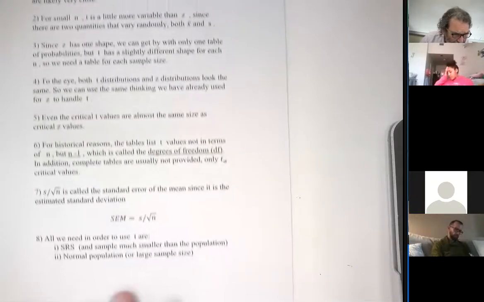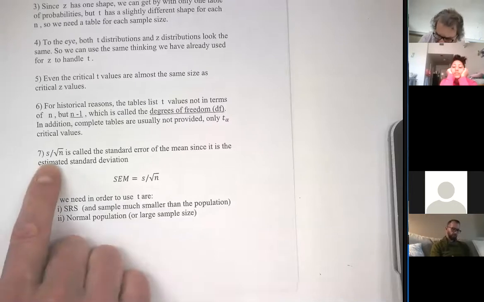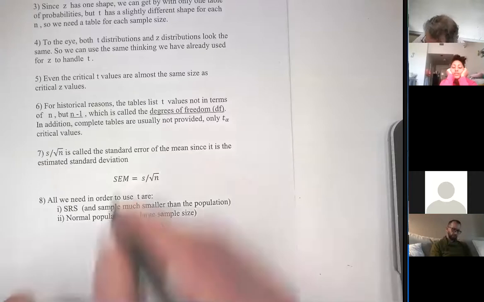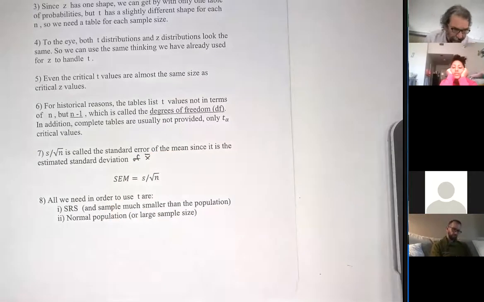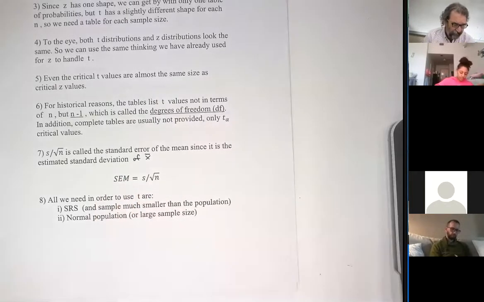Here we go, and right now we're on number 7. S over root n is called the standard error of the mean, since it is the estimated standard deviation, I guess, of x bar. So standard error of the sample mean. We usually call it SEM, standard error of the mean. SEM is S over root n. You might see that printed someplace.